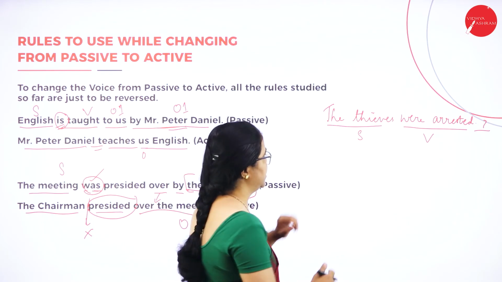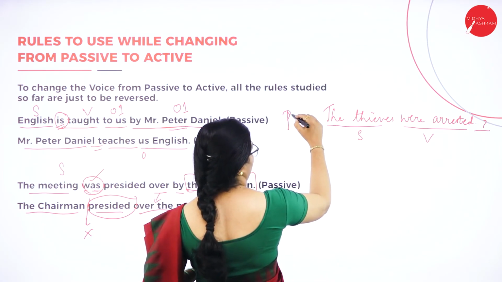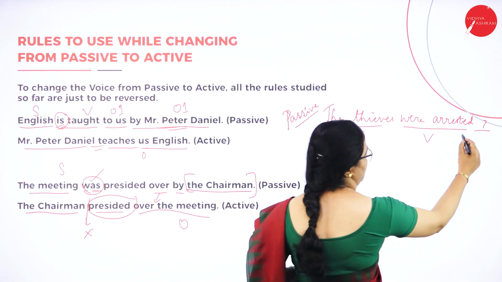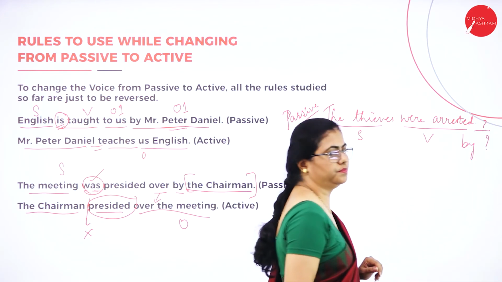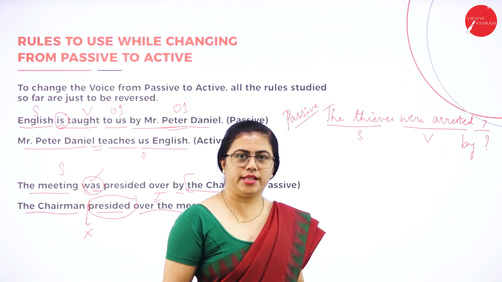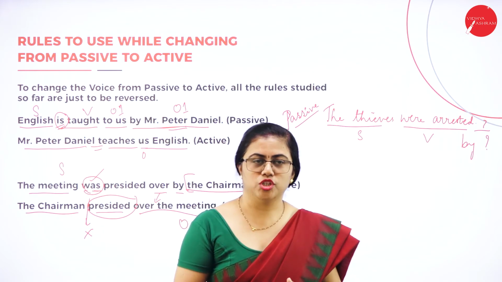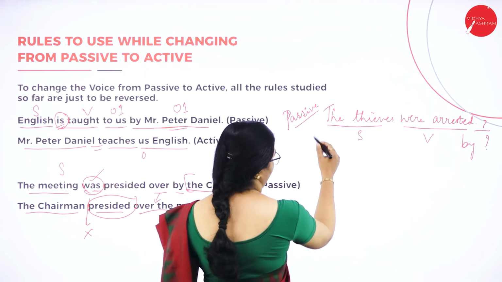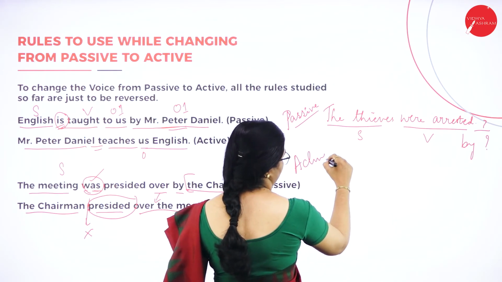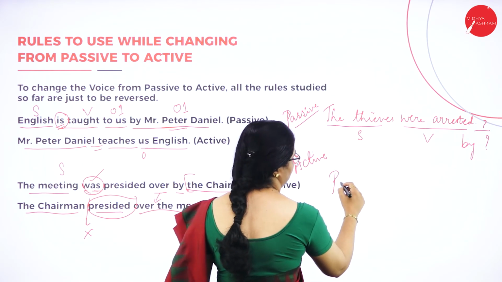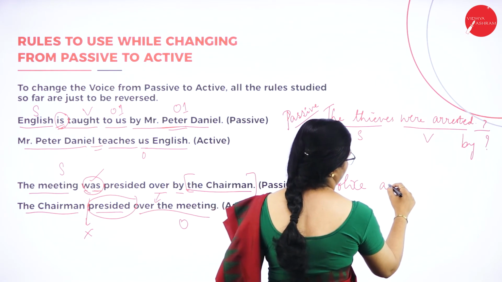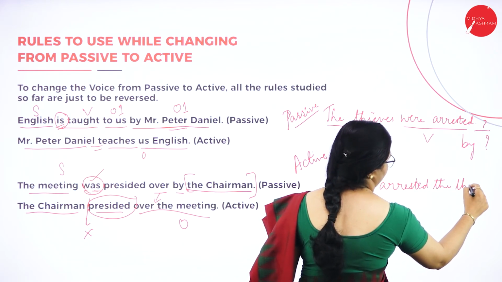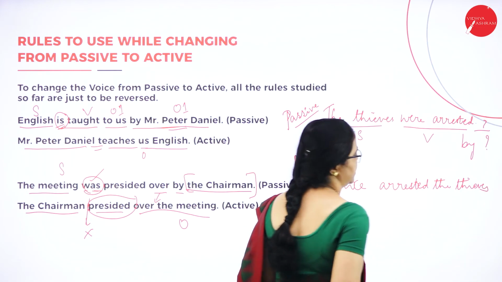Now this is said to be in passive voice. The thieves were arrested by whom? Obviously, only the police have to arrest. I cannot go and arrest a thief. So the police is actually understood. So here, when you change it to active voice, you can just write it like that: "Police arrested the thieves."